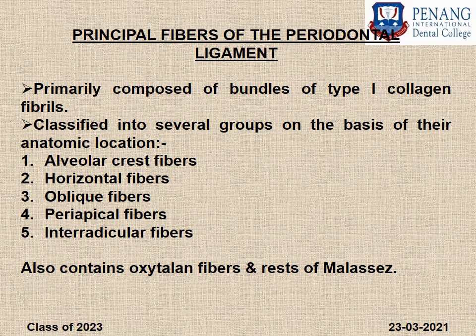So coming on to the fibers again, as I told you, it consists of 5 major types of fibers, starting with your alveolar crest fibers, horizontal fibers, oblique fibers, apical fibers and the interradicular fibers. They are mainly composed of type 1 collagen. It also contains secondary fibers such as oxytalan fibers and the rest of them.